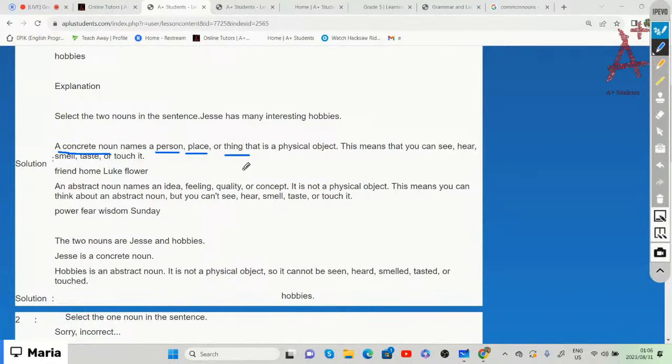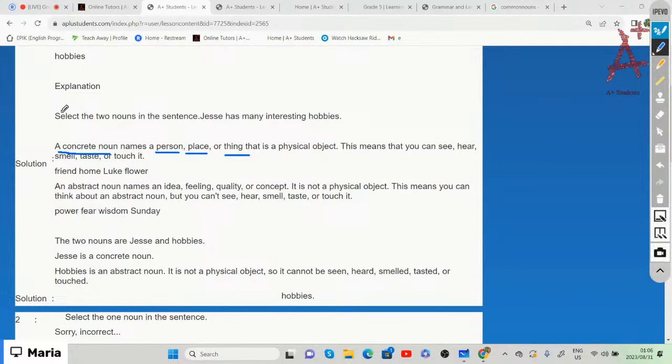But then we have an abstract noun, right? And it names ideas, it names feelings, it names qualities, or it names concepts, right? It is not a physical object, right? Meaning that it's something that you think about, right? It's in your thoughts, it's more like your emotions. It's something that you cannot see, you cannot hear, you cannot smell, taste, or touch, but it is something that you can maybe feel. Like feel in the sense of emotionally, right?